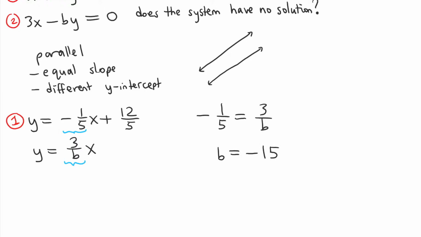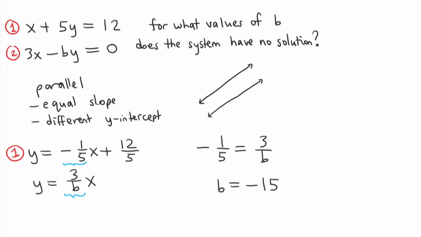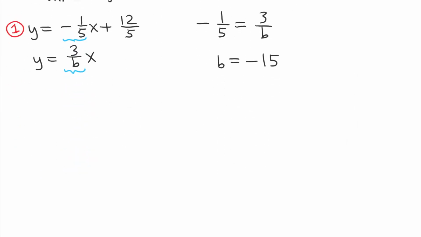And indeed, this is the right answer. If b is negative 15, then these slopes will be equal. They'll both be negative a fifth. And the y-intercepts will be different. And so these lines will be parallel, but not intersect, not overlapping. And so there'll be no solution. So that's the first method. And then I'm going to try using substitution next. And you're going to see we're going to end up with the same answer.